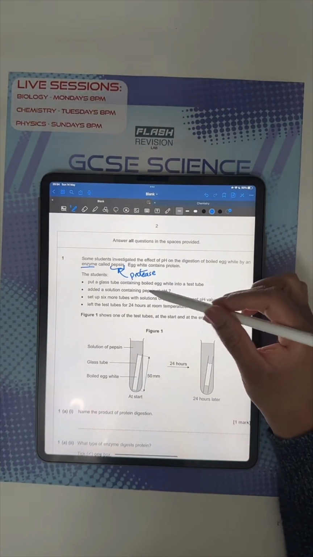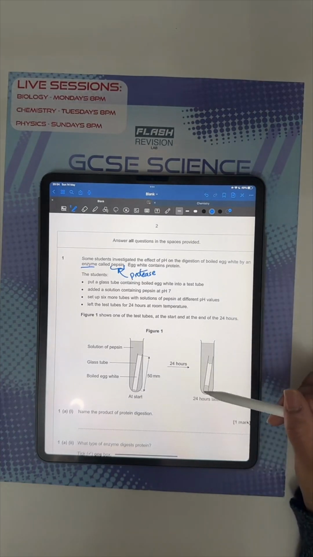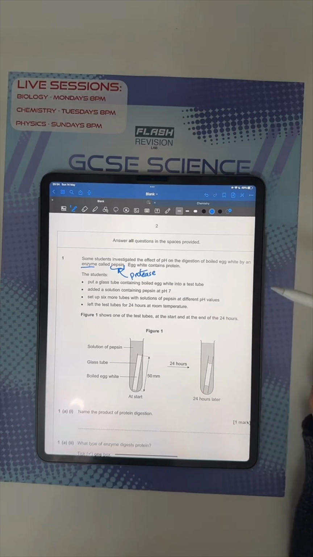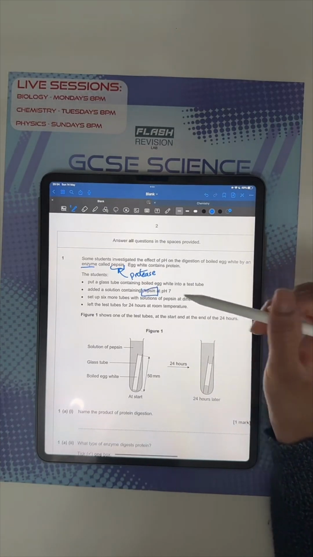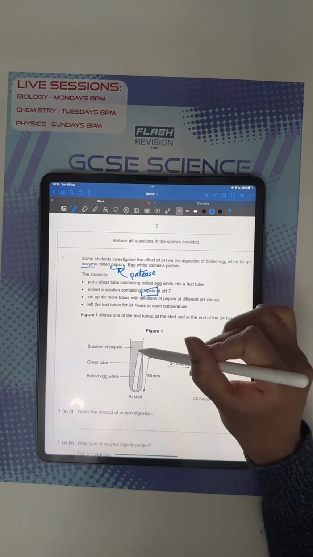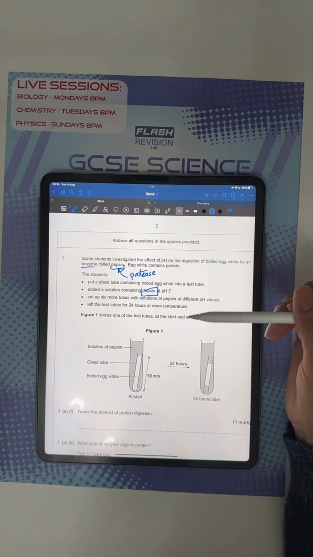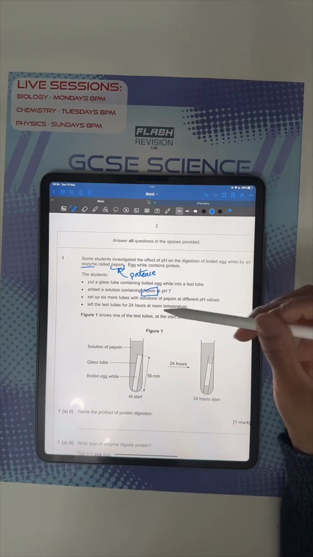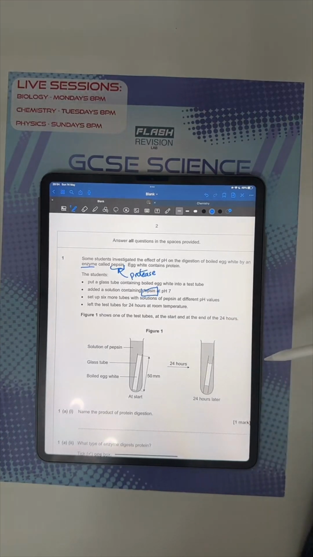So what they've done here is they've put a glass tube and they've put an egg in it. That's the white thing here. They've put boiled egg into this glass tube. And then they've added this enzyme, the pepsin, at pH 7. So this is the liquid here. The gray part here is the pepsin. And what they've done is they set up 6 more of these tubes. So imagine 6 of these tubes next to each other.